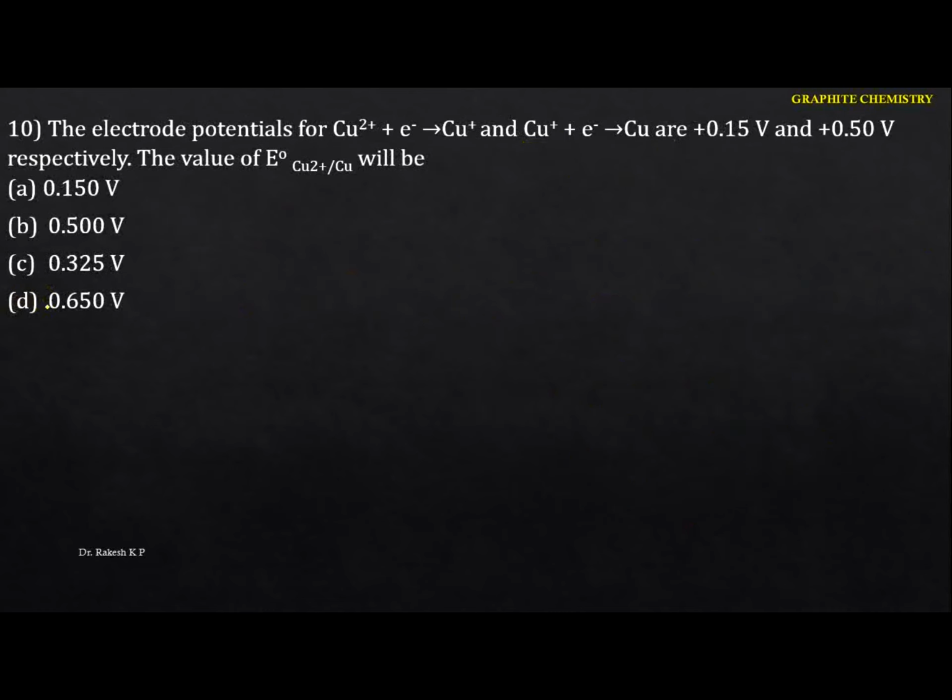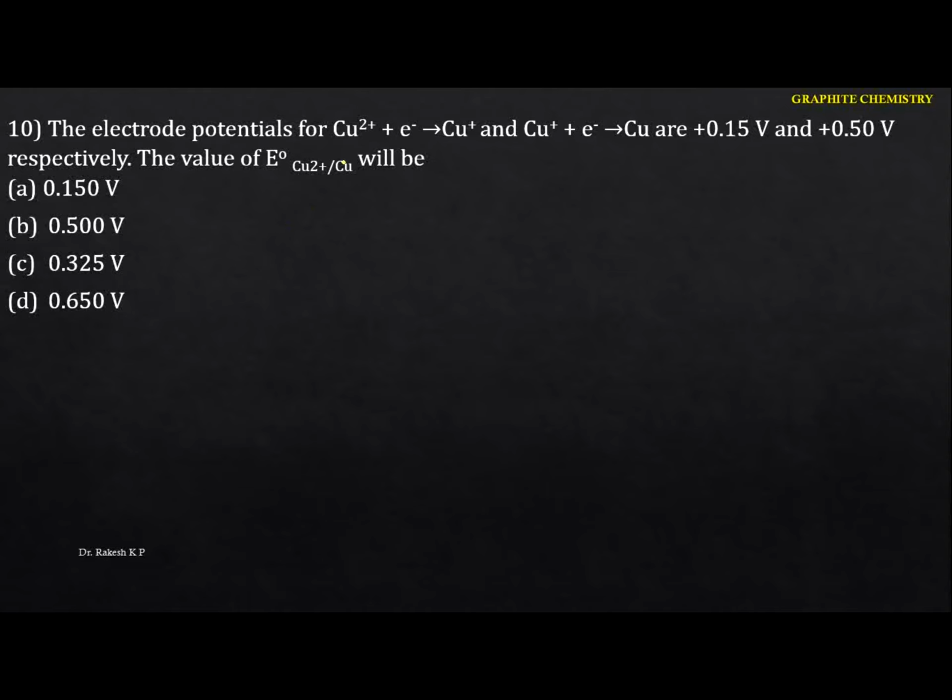The electrode potential of copper: Cu2 plus takes 1 electron to give Cu plus, and Cu plus takes up 1 electron to give Cu, 0.15 volt and 0.50 volt respectively. The value of E naught for Cu2 plus to Cu will be. Okay, this is the most important question here. Especially in NEET and even JEE, you can expect one question based on this one.